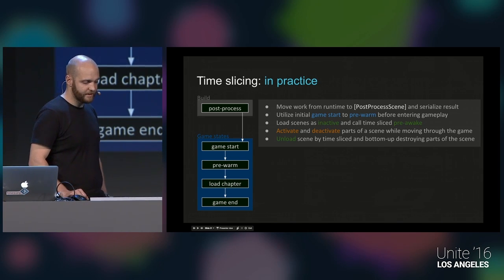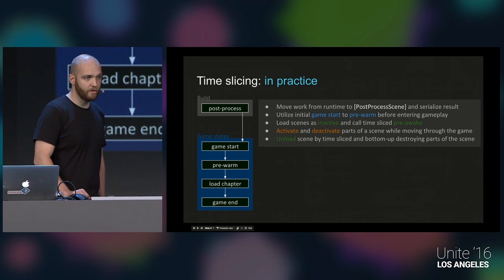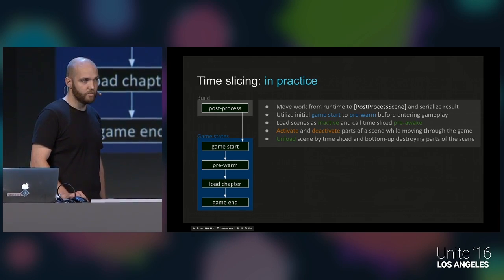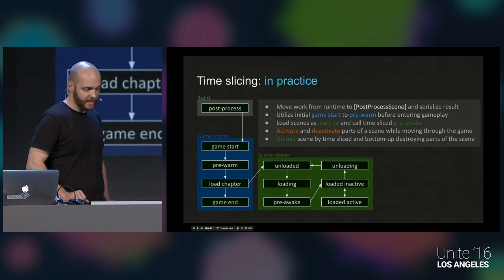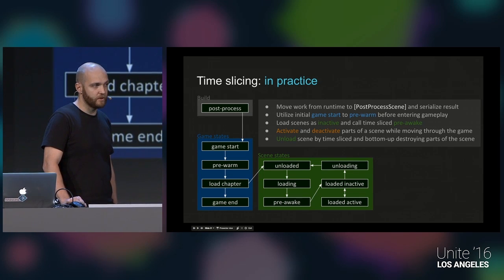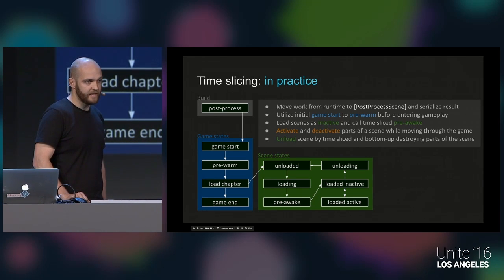So now I'll try to go through this step by step. First of all, move work from runtime to the post-process scene callback in Unity, and then serialize the result. Then when the game starts, we utilize the initial loading and do pre-warming of shaders and expensive data structures and so on before we enter active gameplay. When the game starts up, all the scenes are in the unloaded state, and then we start loading a scene. We do that with the asynchronous loading in Unity. When that is done, we start this time-sliced pre-awake as we saw before. And when that's finished, we move the scene into the loaded and inactive state.